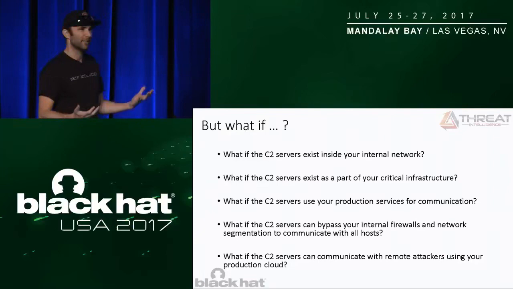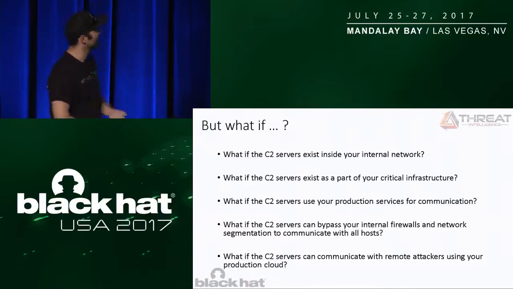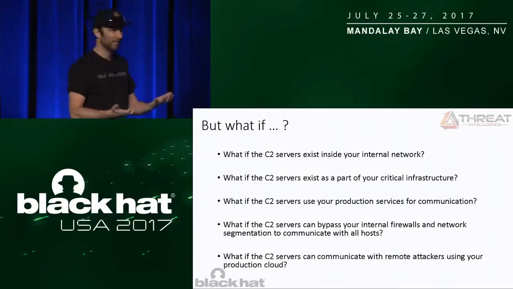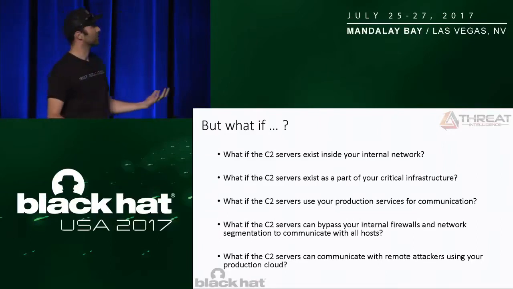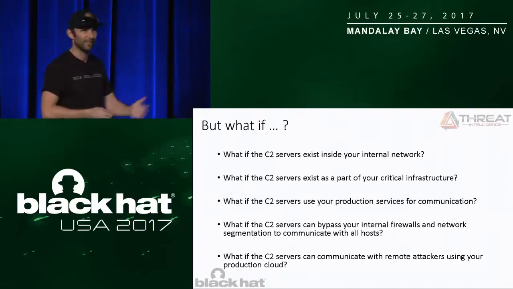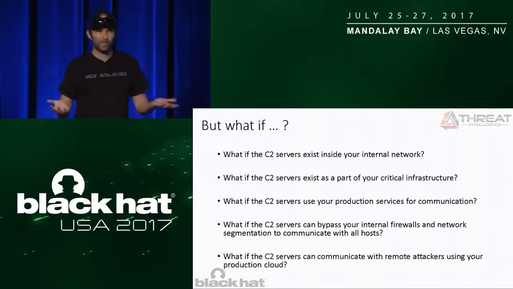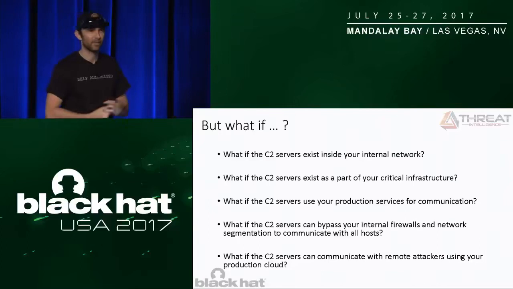So start thinking about things like, what if a command and control server exists inside your internal network? What if the C2 server exists as a part of your critical infrastructure? How are you going to deal with that? What if the command and control servers start using your production services for their communications rather than trying to tunnel out by their own connections? And what happens when your command and control servers inside your internal network can bypass all of your firewalls and all your network access controls by using your production services?